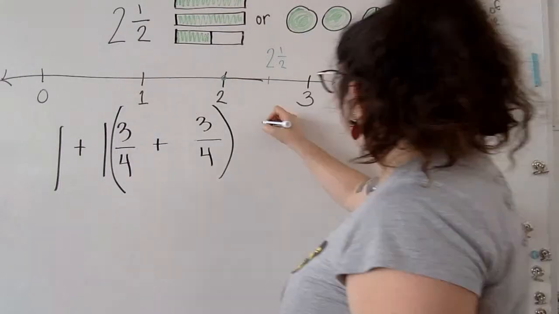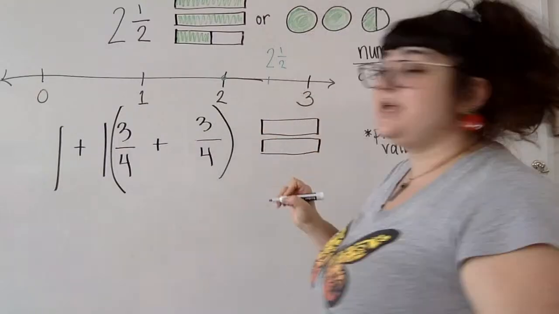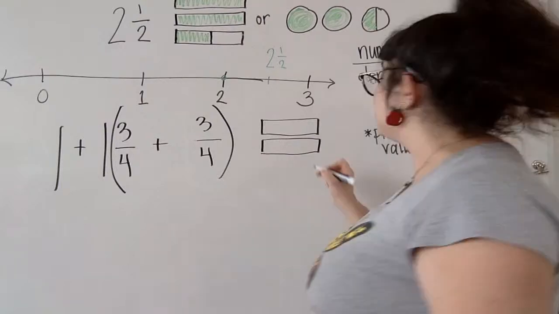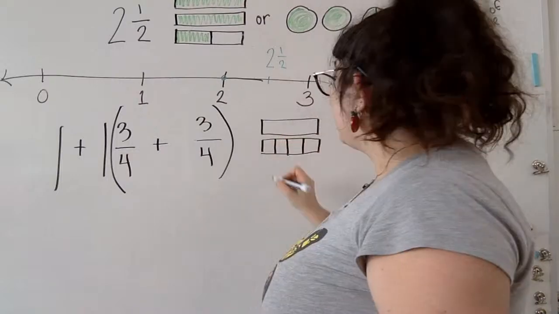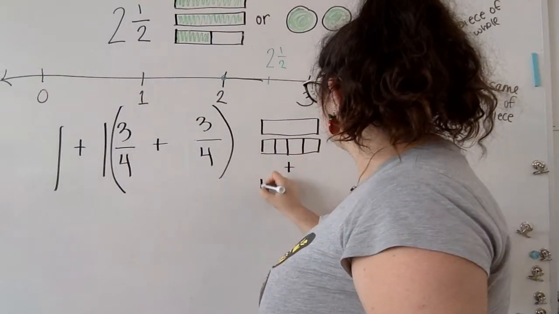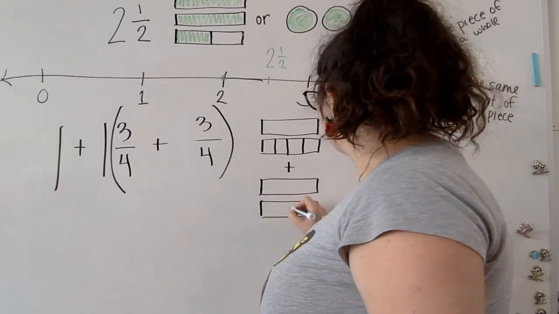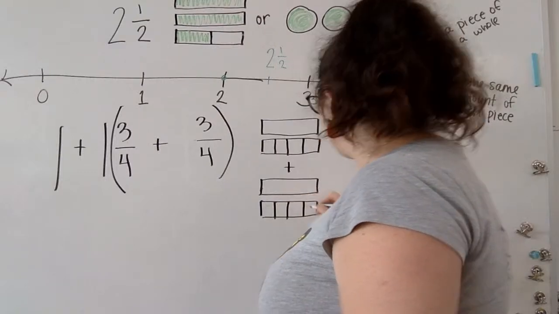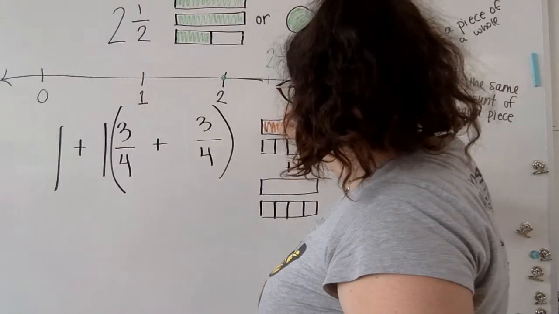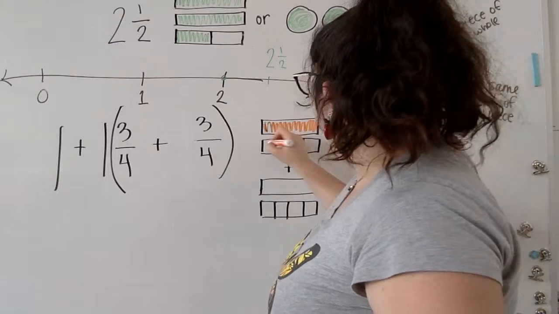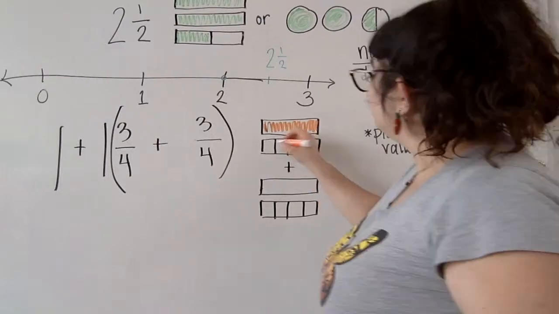I know I have one whole, and I know I have another 3/4, which means I need to split this up into 4 pieces. And then I know I'm adding that up with another 1 and 3/4. And the way I'm going to represent that I have these whole numbers is by coloring it in. I have one whole and 3/4, which means I'm coloring in 1, 2, 3.